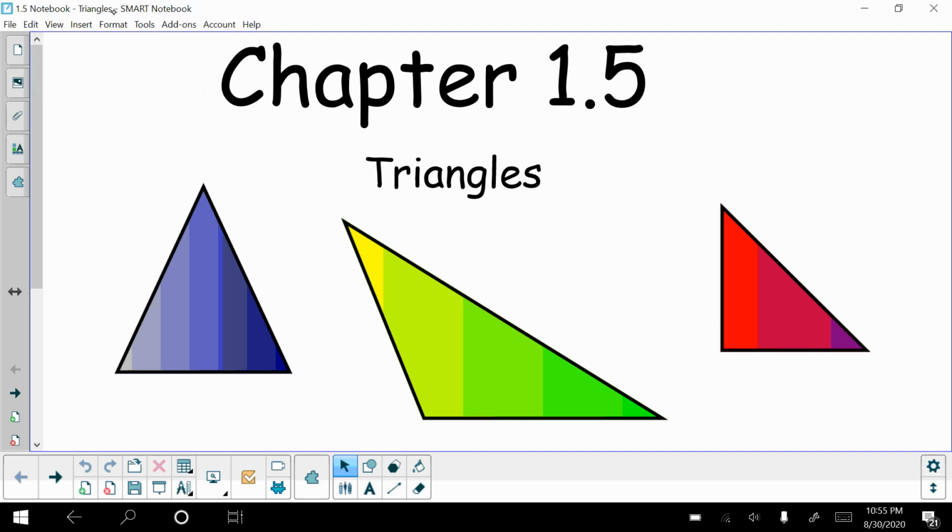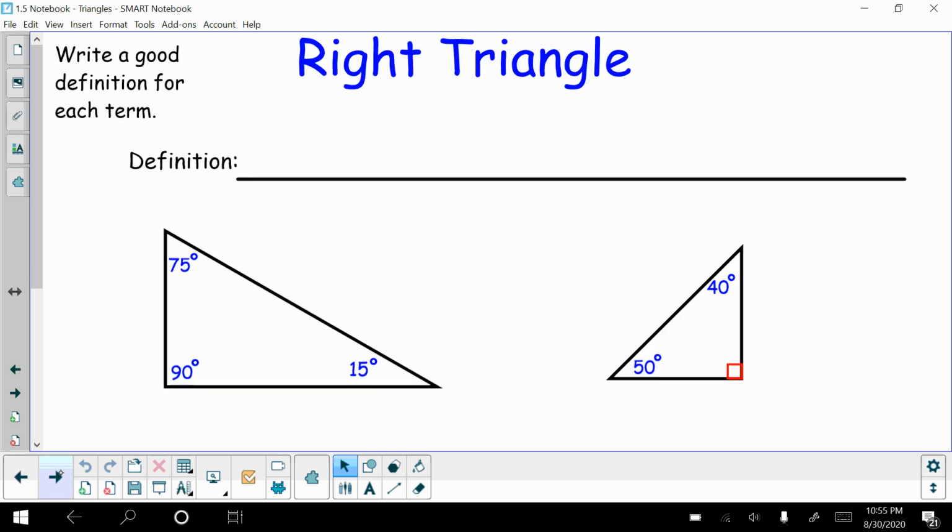All right, this is section 1.5, triangles. So you'll be able to identify and sketch particular types of triangles, okay? You'll definitely be able to classify them. So the first one we want to classify is the right triangle.